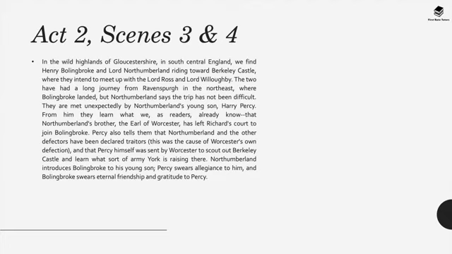From him, they learn what we, as readers, already know: that Northumberland's brother, the Earl of Worcester, has left Richard's court to join Bolingbroke. Percy also tells them that Northumberland and the other defectors have been declared traitors, and that Percy himself was sent by Worcester to scout out Berkeley Castle and learn what sort of army York is raising there. Northumberland introduces Bolingbroke to his young son. Percy swears allegiance to him, and Bolingbroke swears eternal friendship and gratitude to Percy.